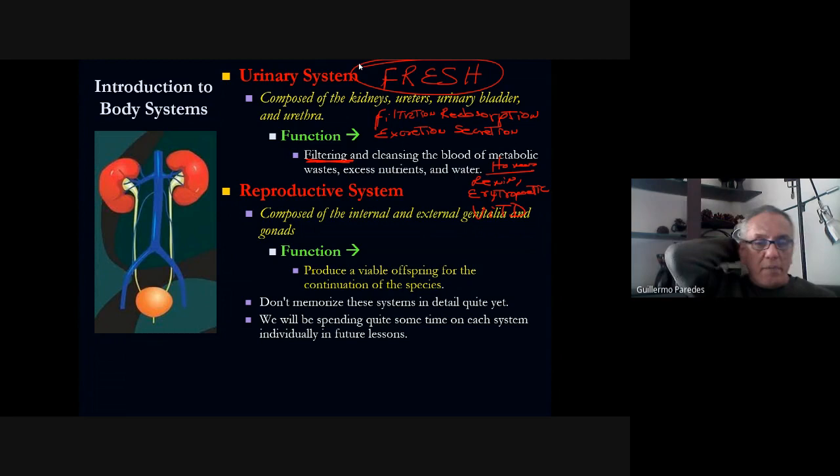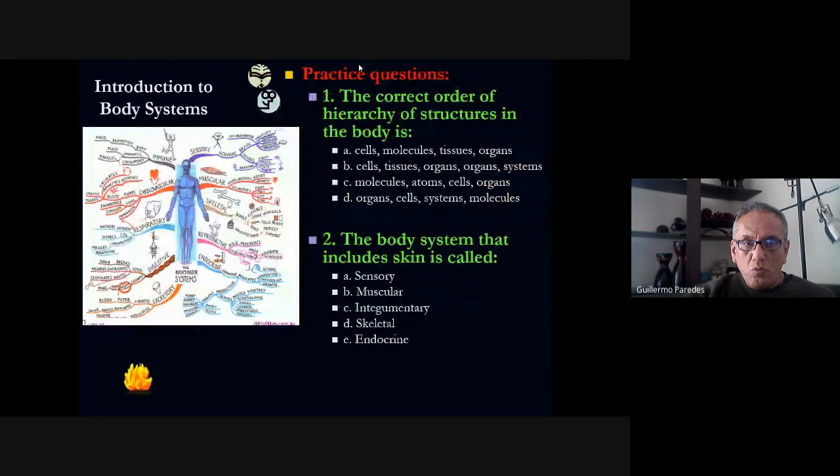The reproductive system is composed of internal and external genitalia, and its function is to produce viable offspring for the continuation of the species. So we have had a very beautiful class. At the end, I want you to do your practice questions at home, to give you a chance to review all the material that we talked about today.